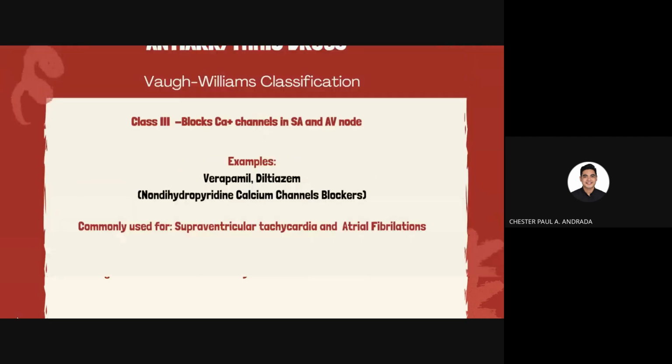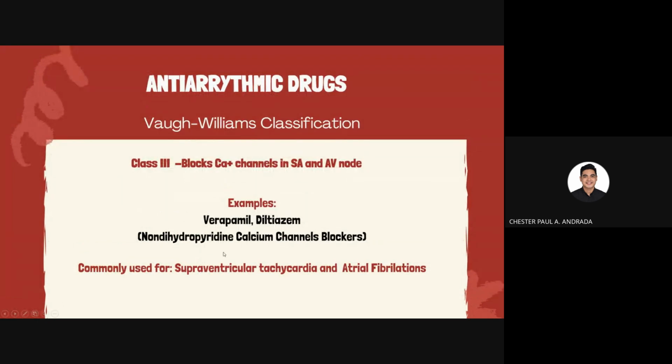And next is the class 4 classification, or the calcium channel blockers in the SA and AV node. So examples of which are verapamil, diltiazem, which are the non-dihydropyridine calcium channel blockers. So this is commonly used for supraventricular tachycardia and atrial fibrillations.